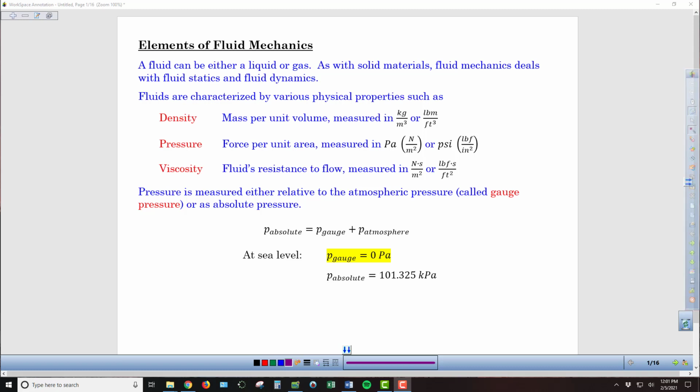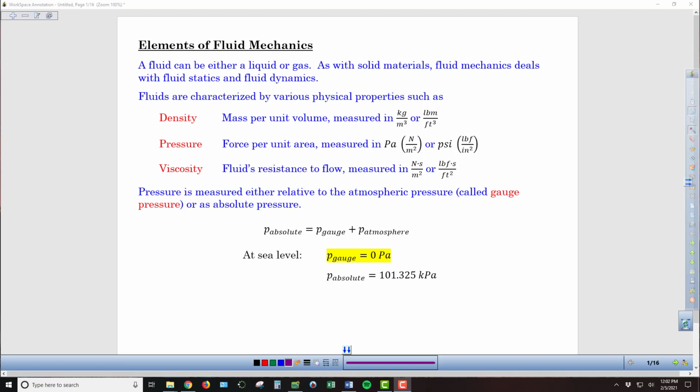The term fluid does not refer to just liquids like water, but also to gases. And so fluid mechanics is the study of the behavior of fluids, whether they are at rest or in motion. Now, fluids are characterized by a variety of physical properties.